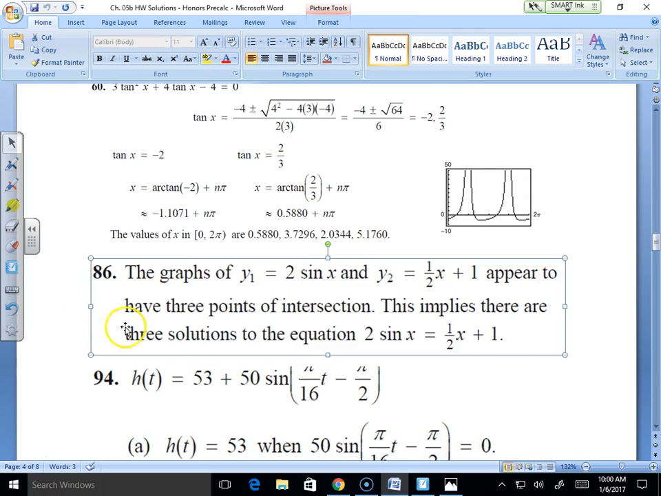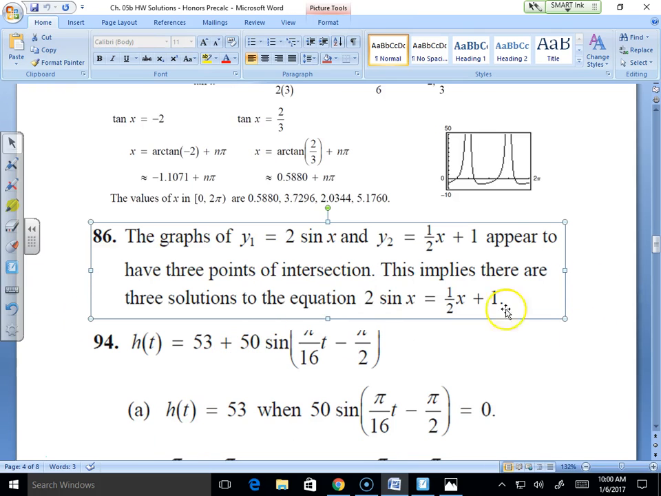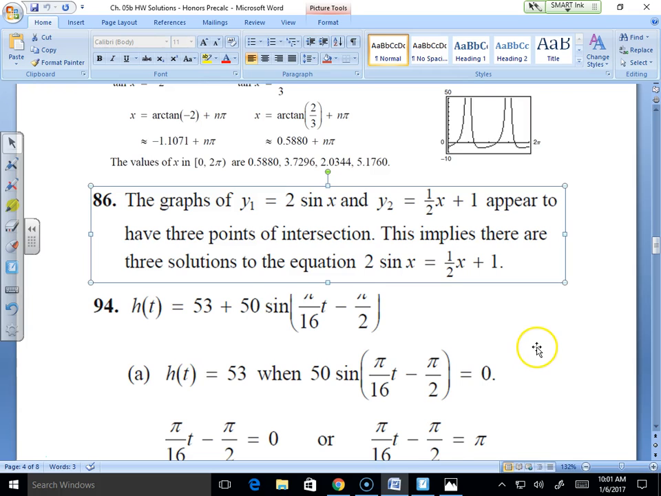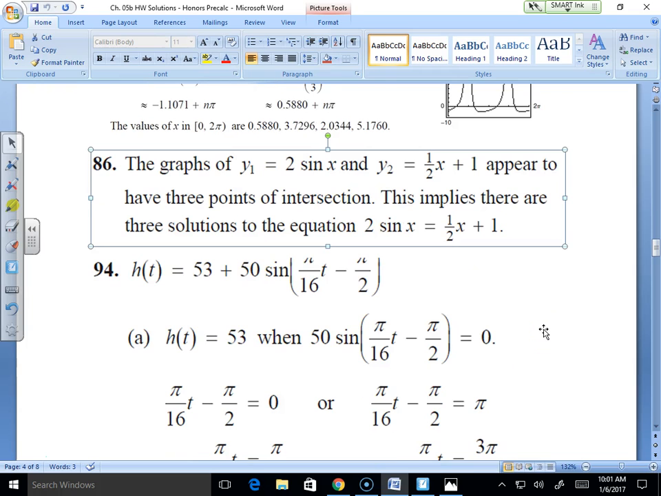Number 86, you were also able to use your calculator to see how many answers. There were 3 intersection points if you graph these two. So there are 3 solutions because the graph in your calculator would show 3 intersection points. You might have had a restricted domain on that one, like you cut your window down.